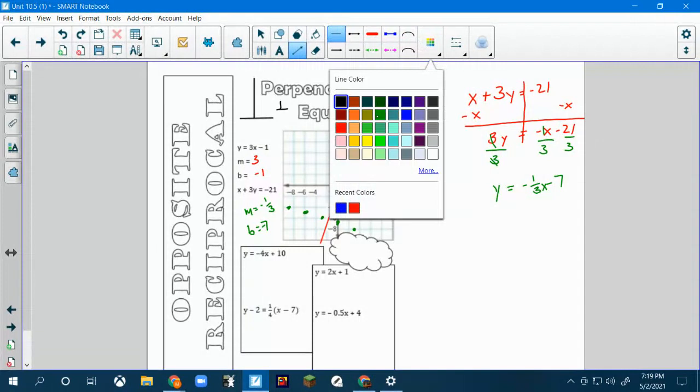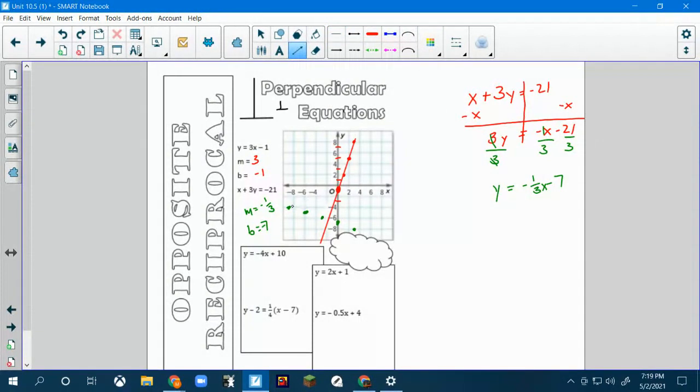Okay, let's make that line again. We're going to use green here. Do our best to connect those. And from the best that we can tell, is that a right angle? Well, from the best that we can tell, it looks pretty good to me. That looks like a right angle to me, which means that they, yes, are perpendicular.